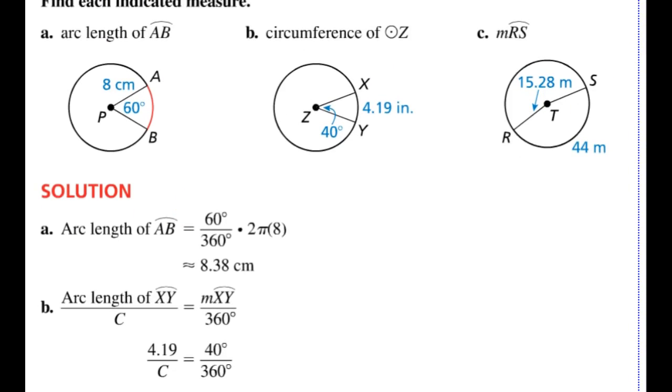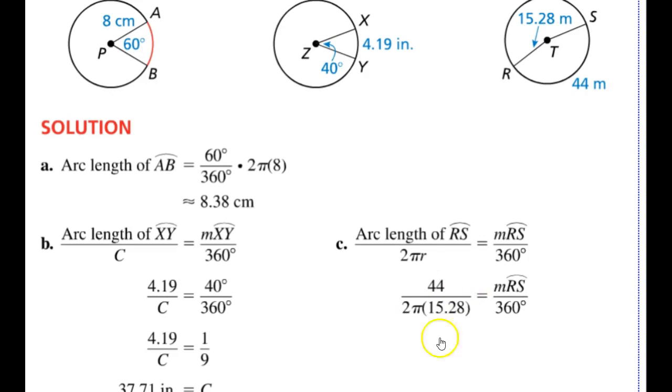Now let's look at this third one. Here I'm trying to find the measure of arc RS. I'm given the radius and I'm given a piece of this. So let's see what we can find. I know the arc length, and I know the radius, so I'm trying to find my central angle. I've got my same setup. My little piece over the circumference equals the little angle over the whole circle. Now I can just plug in what I know, and then simplify by multiplying both sides by 360 and solving for that.